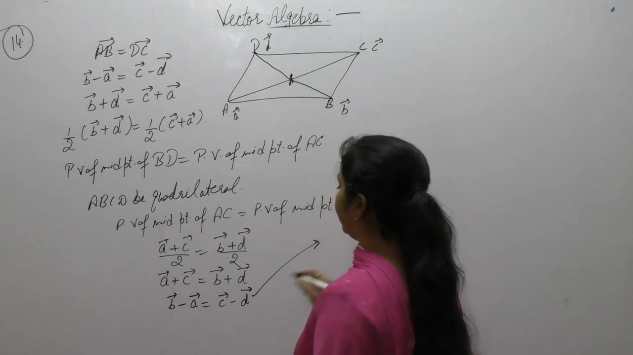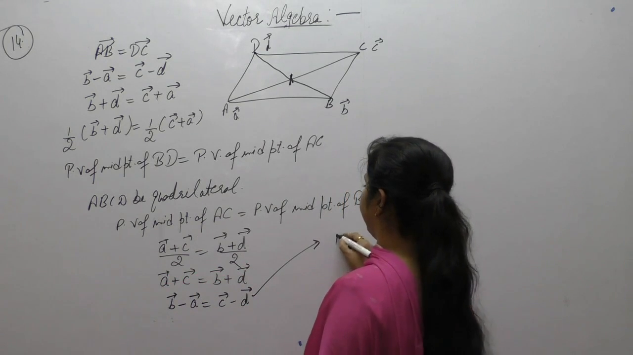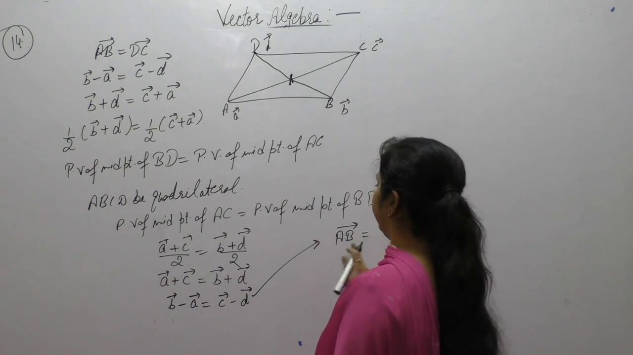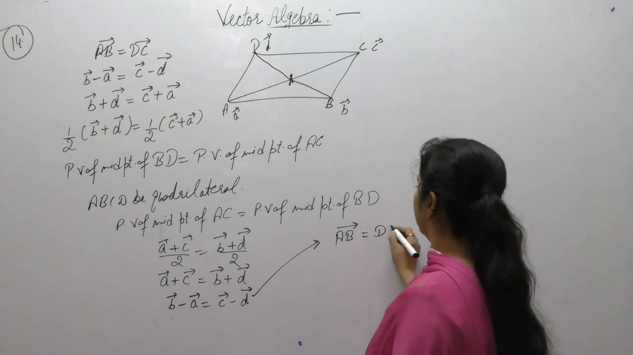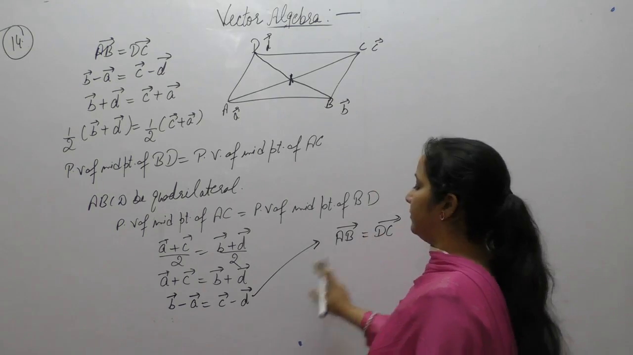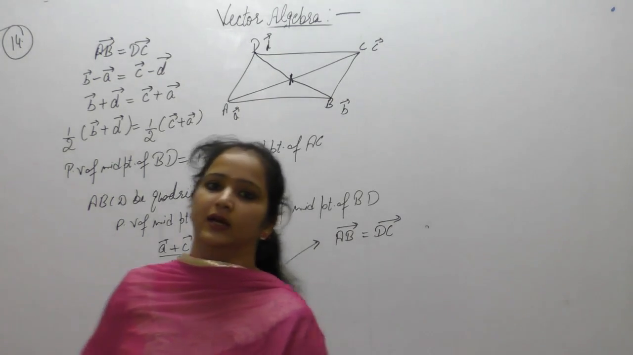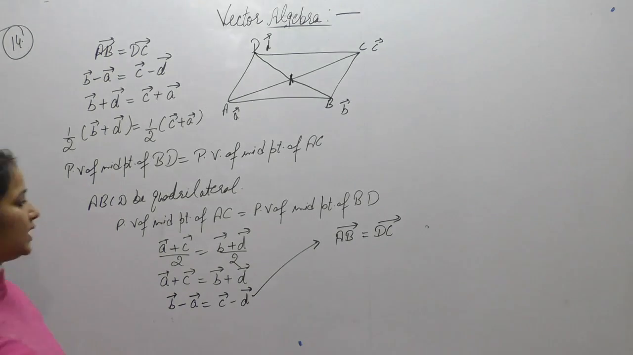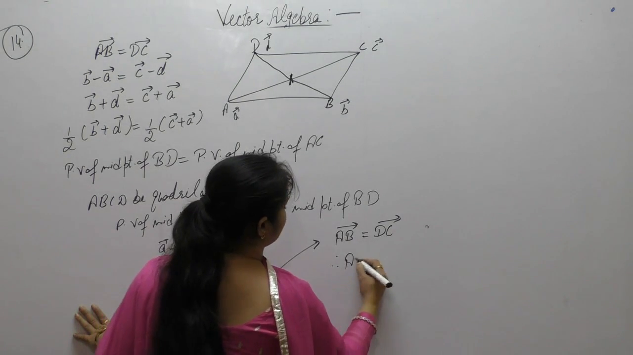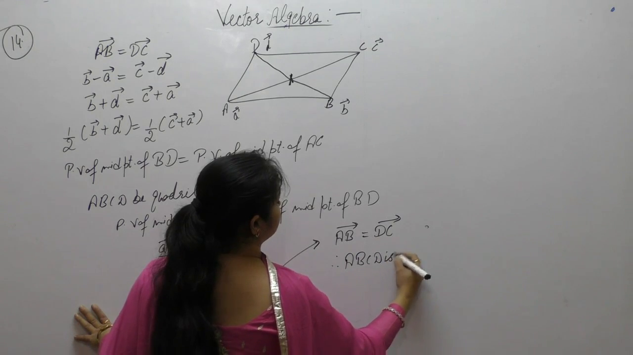So from here we can write it as AB vector, position vector of B minus position vector of A, equals position vector of C minus position vector of D. Now AB is equal to DC, two opposite sides are equal, therefore ABCD is a parallelogram.